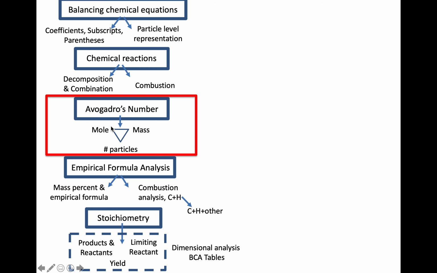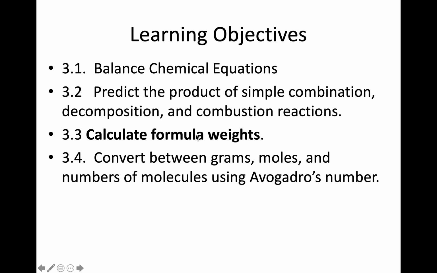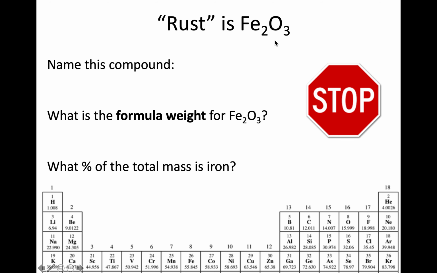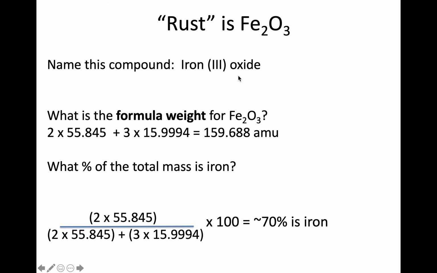Looking then at Avogadro's number, a lead into that is being able to calculate formula weights. This was one that was in a pre-class video. People did a really good job within this one. They were able to recognize that oxygen was in the 2- column. So when naming it, they needed to specify it as iron(III) oxide. Roman numeral 3 tells me it's iron 3+.